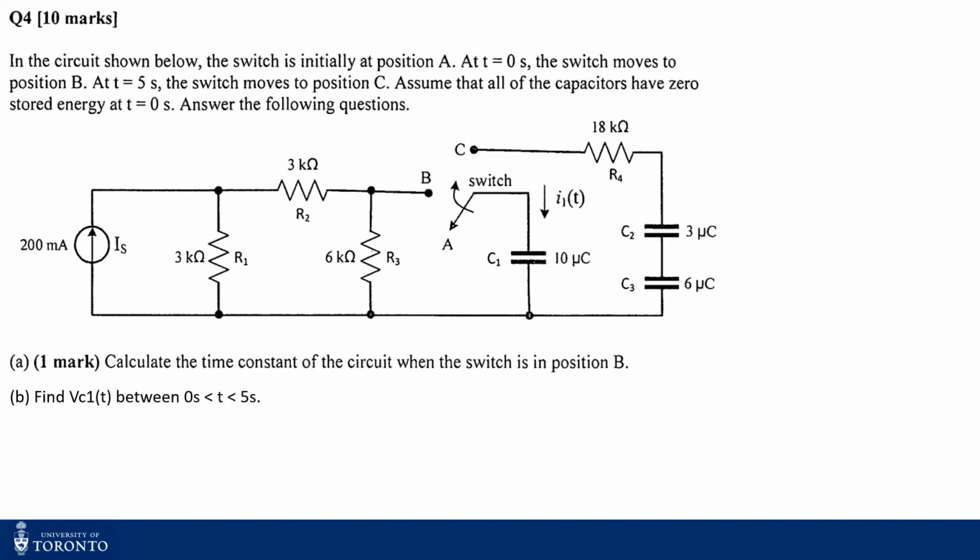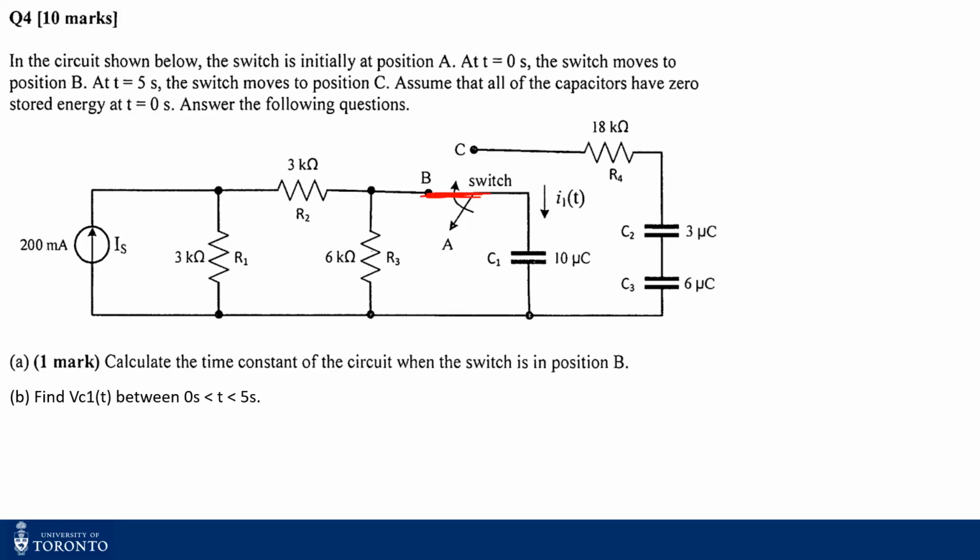All right, so now you have to find out the time constant of the circuit when the switch is in position B. When the switch is in position B, the circuit is completed, so you see the capacitor will be charging up, right?